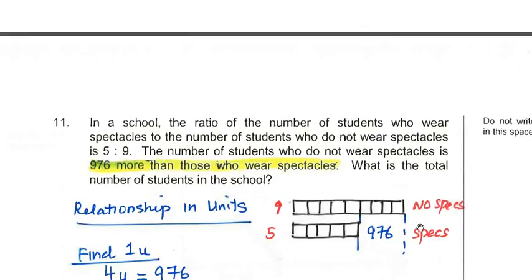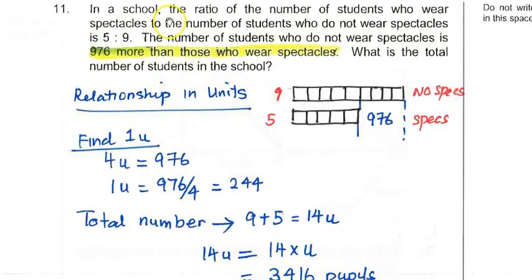Next. Now in the school, the ratio of the number of students who wear spectacles to the number of students who do not wear spectacles is 5:9. 5 wear spectacles, 9 don't wear spectacles. Alright, so look at the relationship. 5 wear spectacles, 9 don't wear. Now, of course, the difference, 9 units, 5 units, difference is 4 units.